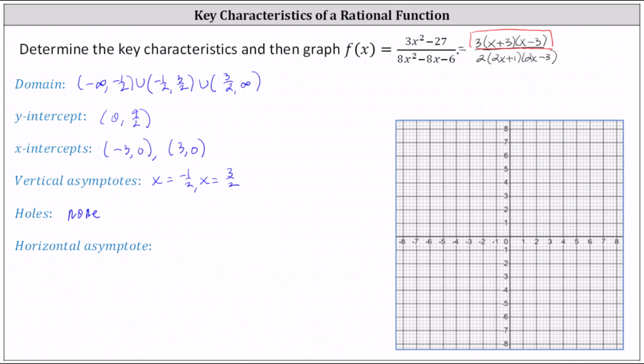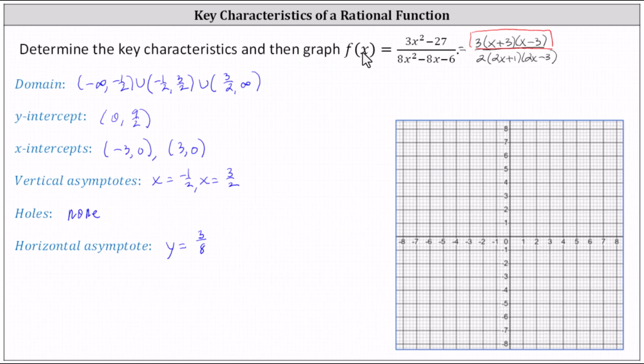And finally, we'll determine the horizontal asymptote. There's several ways we can do this. The quickest, easiest way is to look at the degree of the numerator and denominator. If the degrees are the same, which is our case, the horizontal asymptote is equal to the ratio of the leading coefficients, which in this case would be 3 divided by 8 or 3/8, indicating y equals 3/8 is the horizontal asymptote.